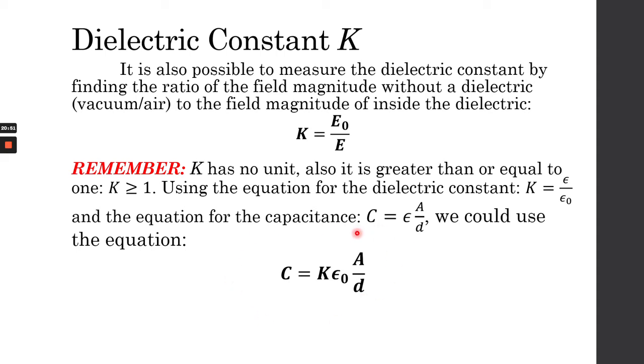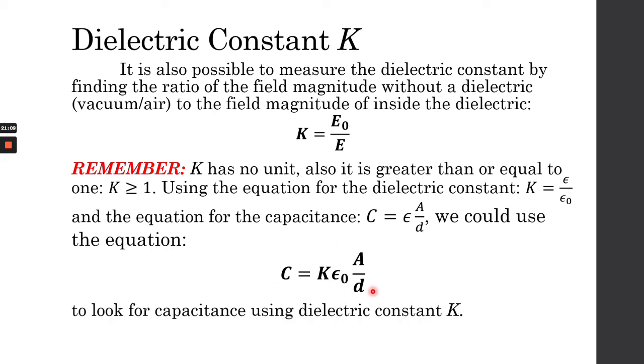So this is your third equation for solving capacitance, and we usually use this when we are dealing with dielectric constants. When we are given the dielectric constant, or when they ask us to solve for the dielectric constant, we can use this equation. There you go. So we use this to look for the capacitance using the dielectric constant K.